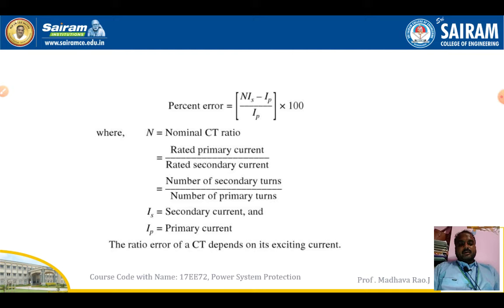Then nominal ratio. What is meant by nominal ratio for CT? This is also one of the important questions for your competitive examinations. The ratio of rated primary current to rated secondary current, or the nominal ratio you can also define as the number of secondary turns to the number of primary turns, right? So that is called nominal ratio. IS is secondary current, IP is primary current. The ratio error of CT depends on its exciting current. Exciting current means magnetizing current.